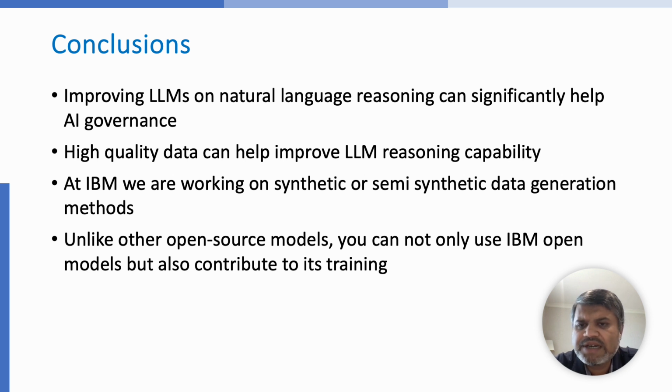So improving large language models on natural language reasoning can significantly help AI governance. As I showed, they can increase bias detection, they can increase interpretability in general, increase the trust in these models, and so on and so forth. High quality data is the key, and at IBM we are working on some projects to make this high quality data generation more accessible to masses and let the community make contribution to the next iteration of the open source model.